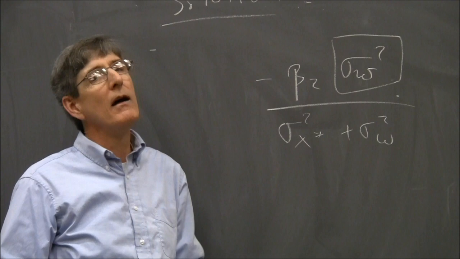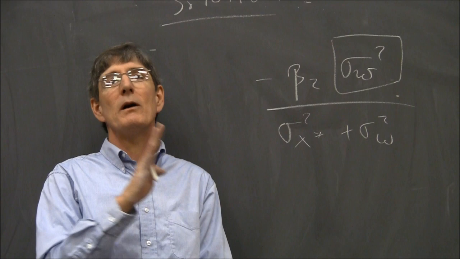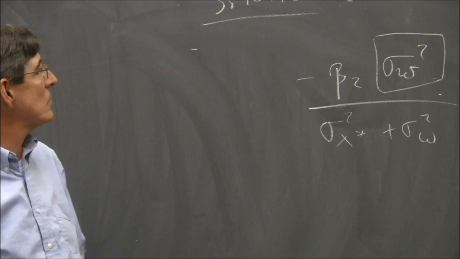Now, where the dividing line is, that's the art of econometrics. If you think it's severe, do something about it. If it's not severe, you don't have to. Exactly where that dividing line is I can't tell you exactly. It just depends on the case you're looking at. But let's suppose it's severe. What can you do about it?